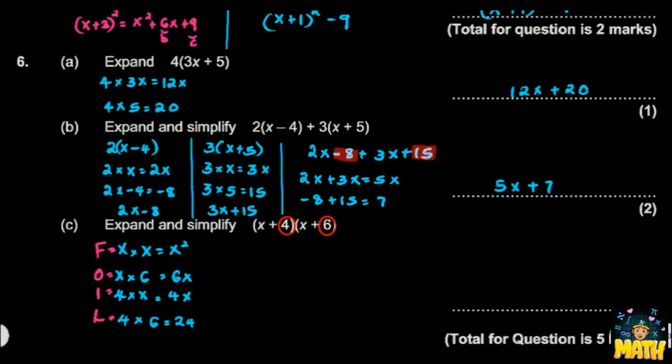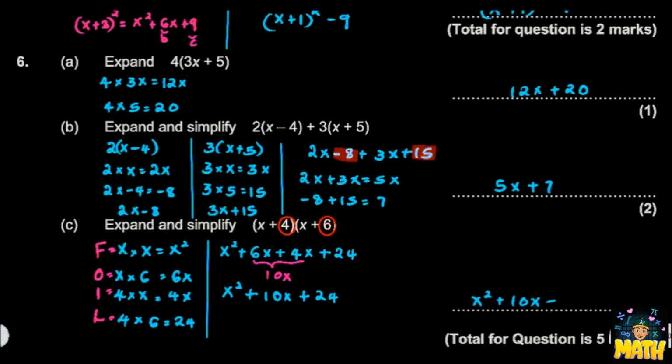24 right there. Okay, so once we have that, we put them together. So x squared plus 6x plus 4x plus 24. Put the like terms together to get 10x. And then we write that as x squared plus 10x plus 24 as the expression.